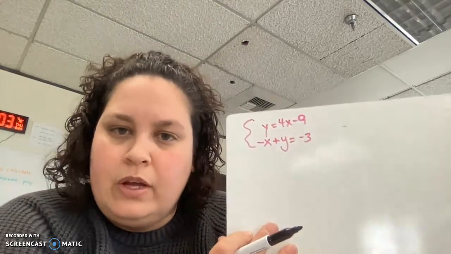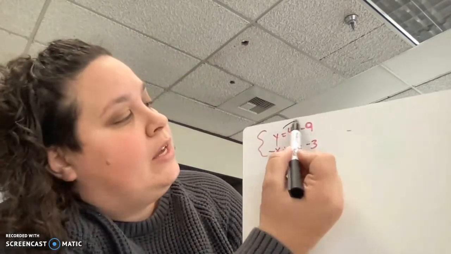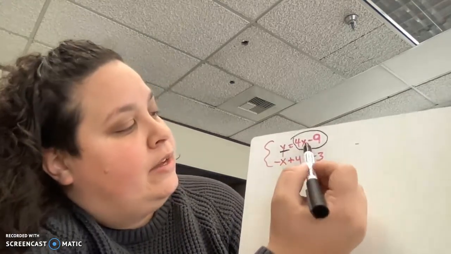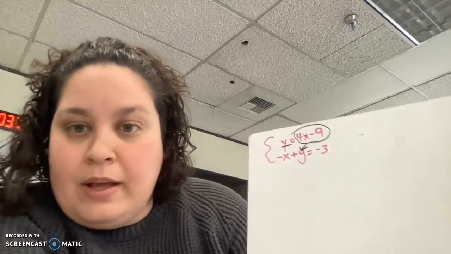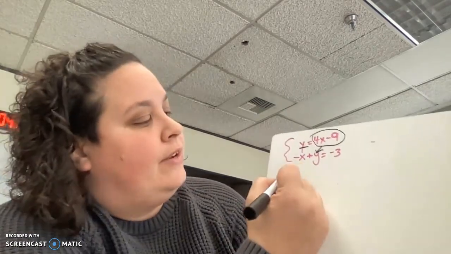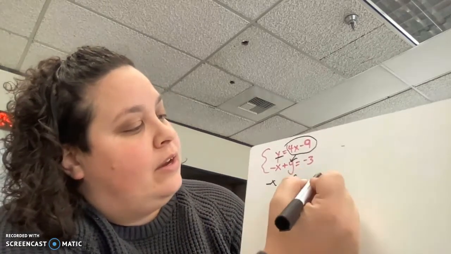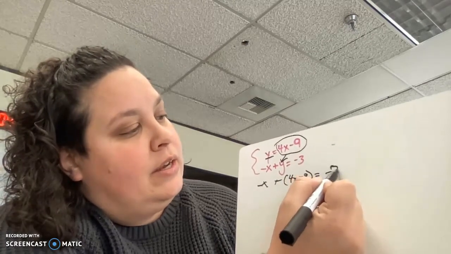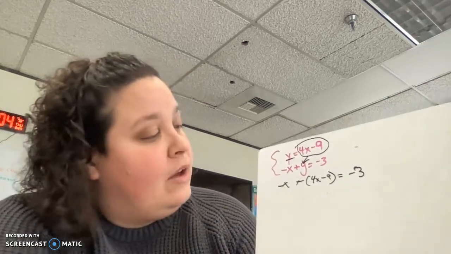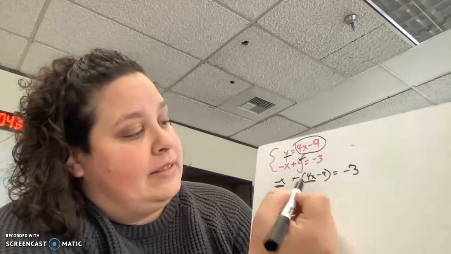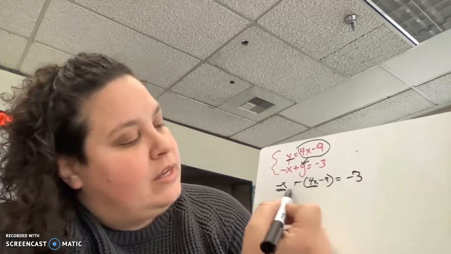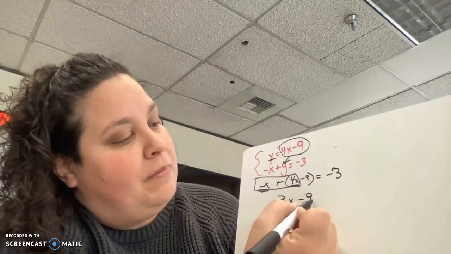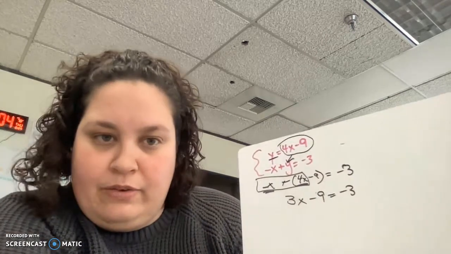So let's say we have this one. So again, we're looking for x equals or y equals. We see y equals 4x minus 9. So anytime I see a y, which I see one right here, I'm going to plug in a 4x minus 9. So I have -x plus, and then right here is where I'm going to put in 4x minus 9 equals -3. So now I have multiple x's. I want to get these x's together. So I have a -x and a 4x. So if I add these two x's together, I'm going to have 3x minus 9 equals -3.